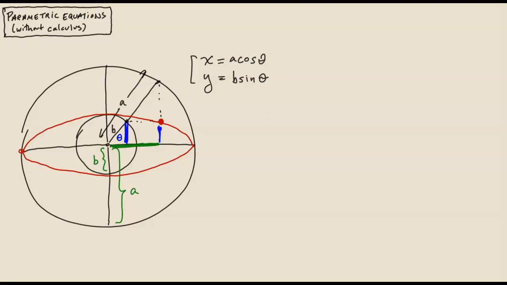Hey, I've got an idea. Let's use that trick we used before. We've got this cosine here and this sine here. Ooh, if only those pesky a's and b's were gone, then we could just say that x squared plus y squared is 1.